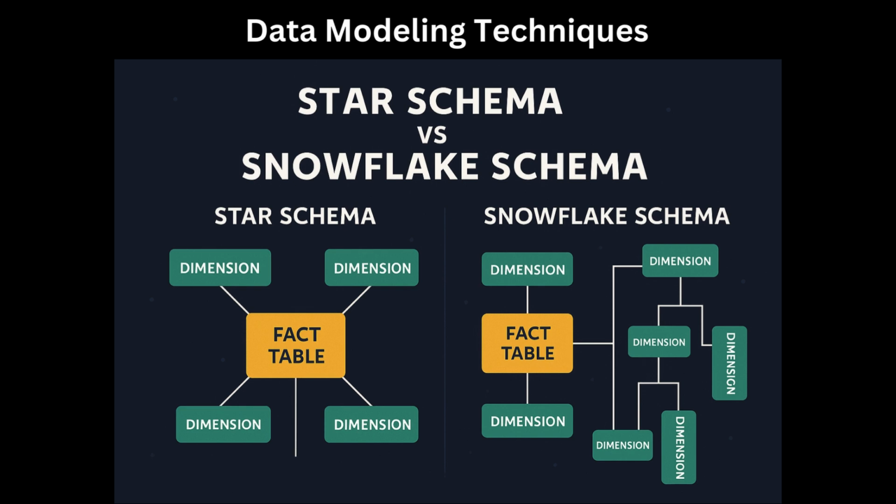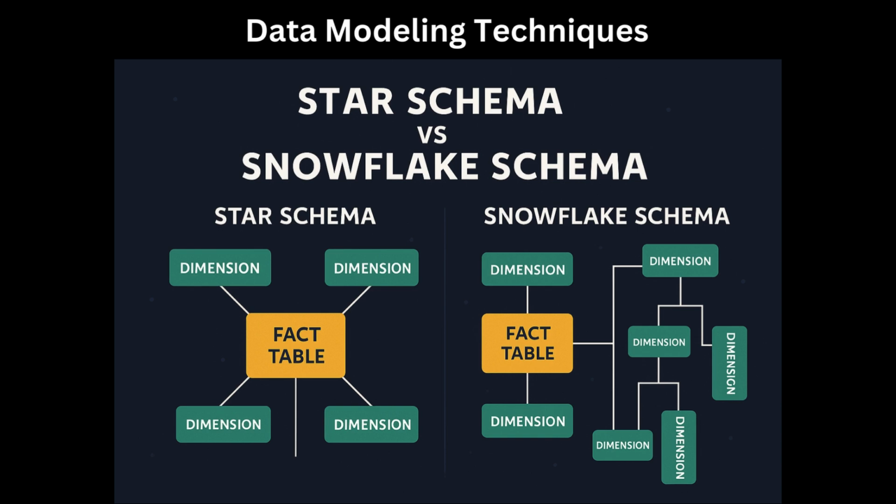These two schemas are widely used in data warehousing and reporting to organize and optimize data for analytical querying. Star schema. The star schema is characterized by a simple, straightforward structure. It consists of a central fact table, which holds quantitative data like sales figures or transaction amounts, surrounded by dimension tables that describe the context of the data, such as product names, customer details, or time periods.